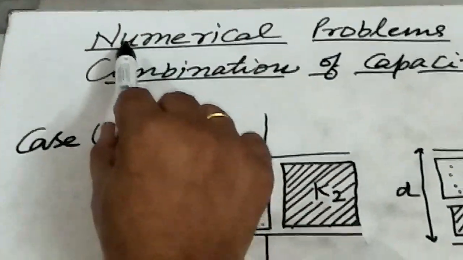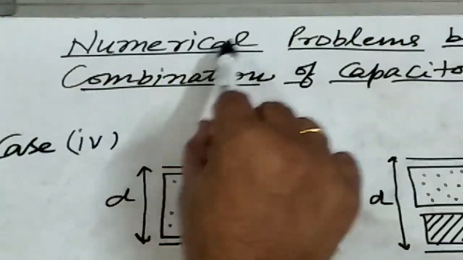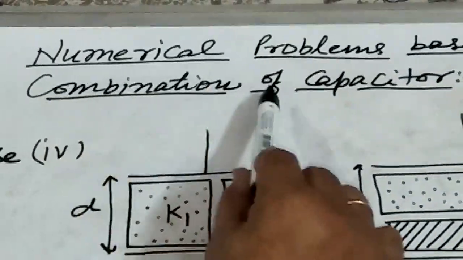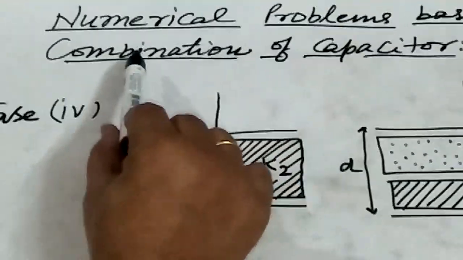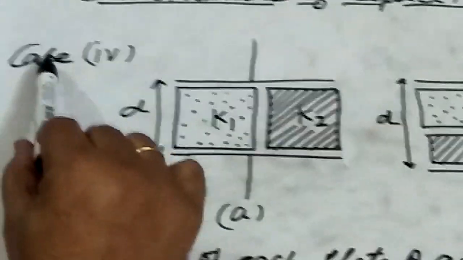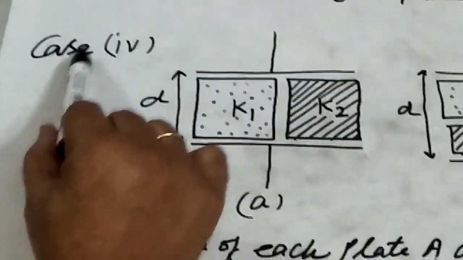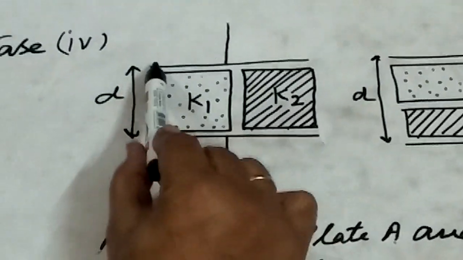In this video, I am going to discuss once again the numerical problem based on combination of capacitors. Already I have discussed in the previous video up to case number 3. Now this is case number 4, and what is the case here?